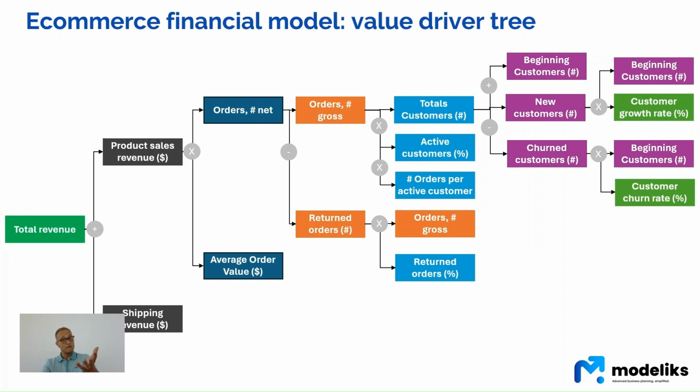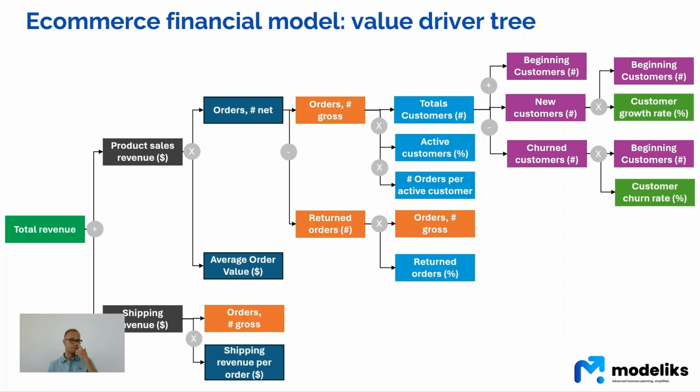Now, when it comes to the second revenue stream, which is shipping revenue, the calculation there is very simple. It's going to be the total number of gross orders multiplied by a shipping revenue per order. So that is the full logic of how the revenue for a typical e-commerce company should be calculated. Now, let's jump into Modeliks and actually create a realistic 5-year or 3-year financial plan for an e-commerce company in less than 30 minutes.